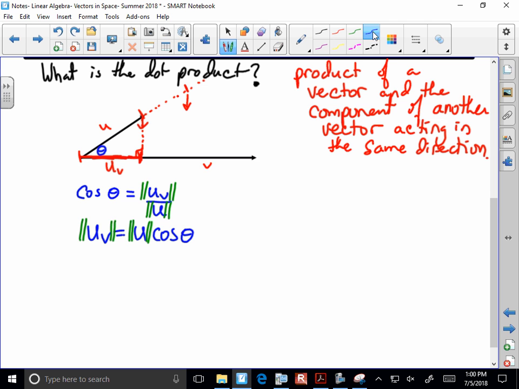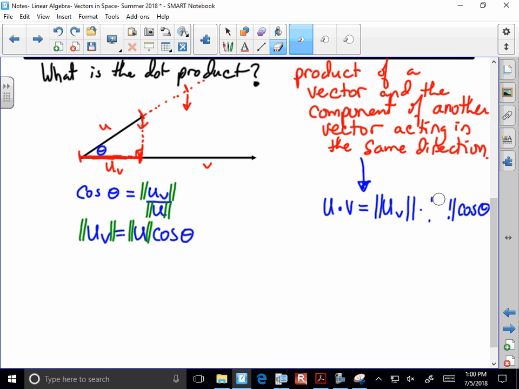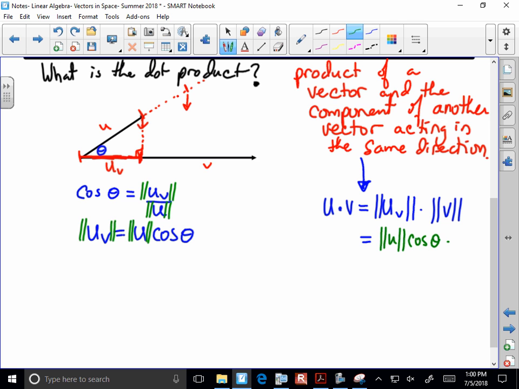All right, so this is basically telling me that the dot product of U and V would be equal to the magnitude of U sub V and the magnitude of V. Oh, I'm sorry, U cosine theta. This is the component that's acting in the same direction as V, and this is the magnitude of V itself. And we know that the component that's acting in the direction of V is known as U cosine theta. There's my V, and so there we have it.